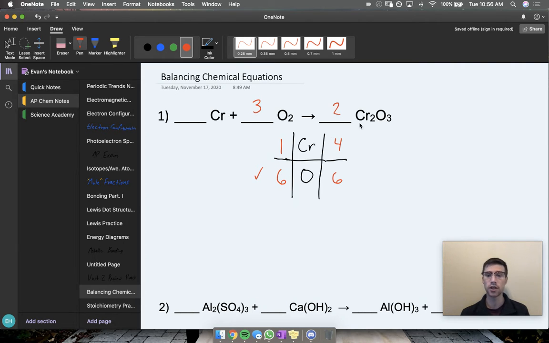Now, can we do the same thing with chromium? Well, again, chromium on the right, we have 4 atoms, right? 2 times 2. And here we can change this coefficient from 1 to obviously any other integer. So in this case, we would want to change it to 4 so that we have 4 chromium atoms on both sides. And now we have a balanced equation. So our coefficients here would be 4, 3, 2.